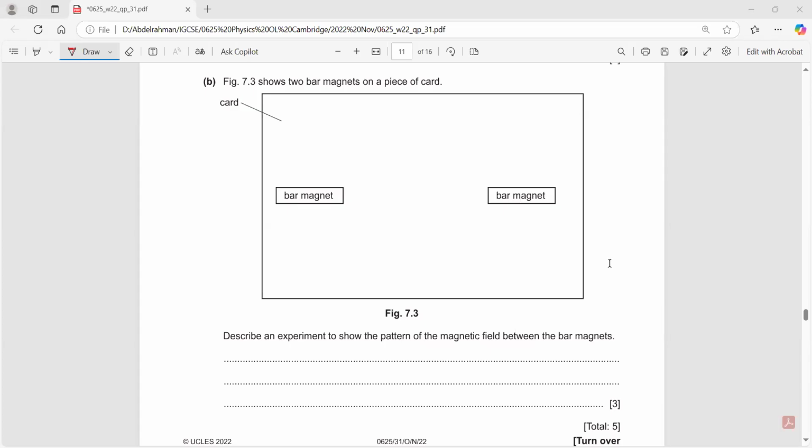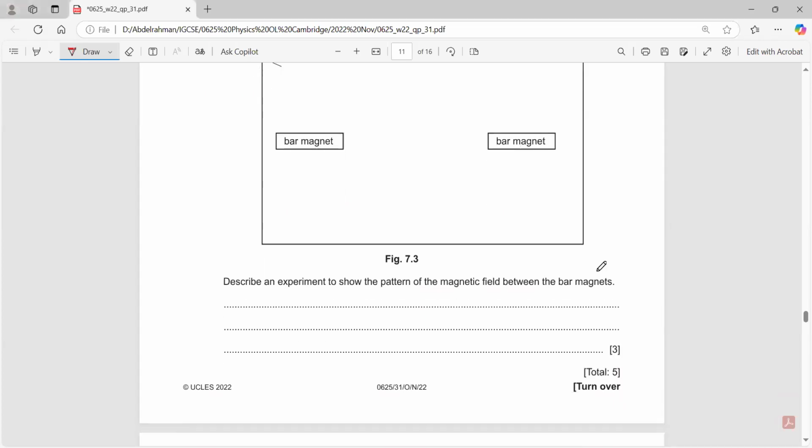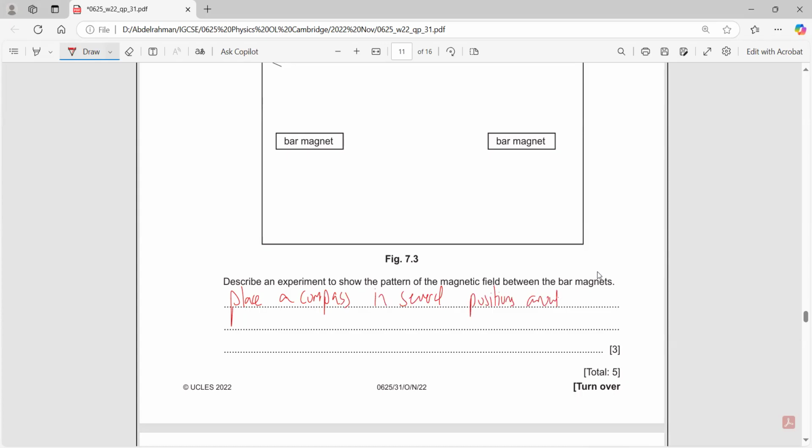We need to place this compass in several positions around the magnets, and at each position draw an arrow with the direction of the north pole of the compass.